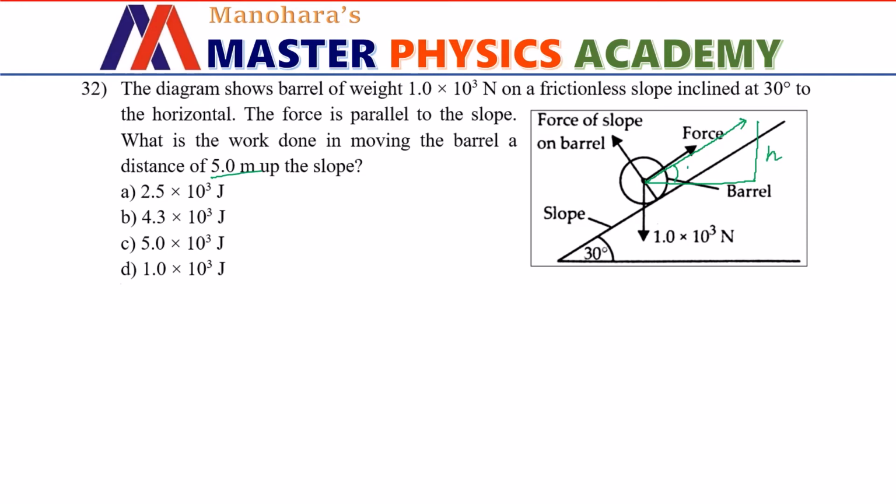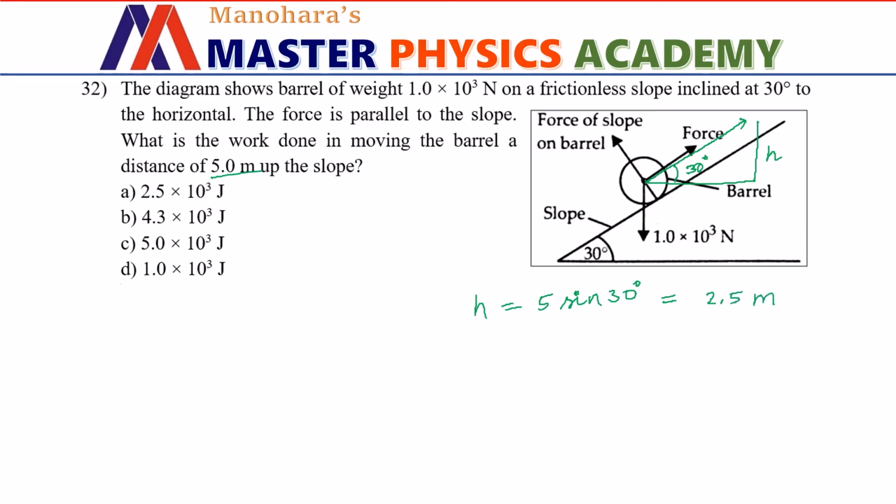The angle of inclination is given as 30°. So what we know is the hypotenuse here. Hypotenuse times sin 30° will be equal to the opposite side. So h is equal to hypotenuse times sin 30°. Sin 30° is 1 by 2. So the height to which we are going to raise that barrel will be equal to 2.5 meters.